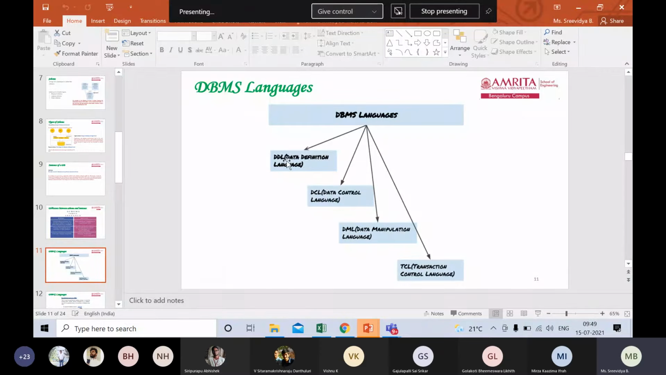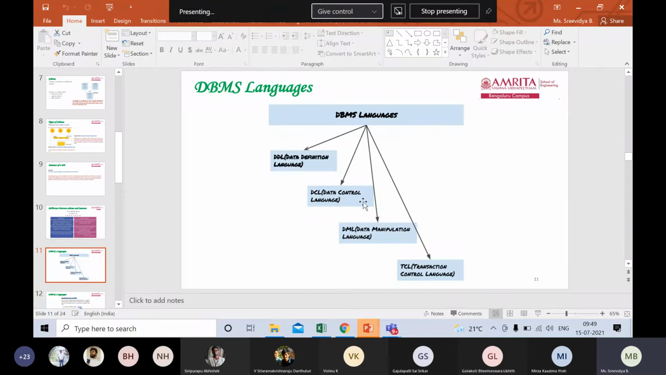In DDL, we are not going to talk about values at all. We are not going to talk about instances. This is associated with schema. That is DDL: schema definition is associated with data definition language. Next, we have DCL, data control language. In data control language, what we do is associated with controlling the access of data.